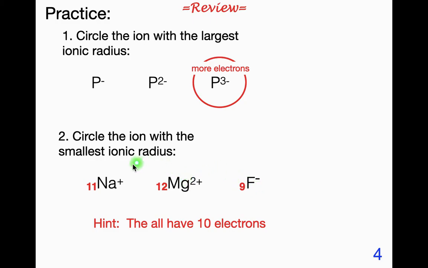So all we need to ask ourselves to answer the question is which one has the greatest positive charge? Because the one that has the greatest positive charge will hold on to the 10 electrons more tightly. And so for that, all we have to do is look at the atomic number. Magnesium has 12 protons holding on to the same number of electrons that sodium and fluorine have, but it has more protons, so it's holding on to them tighter. Higher nuclear charge.